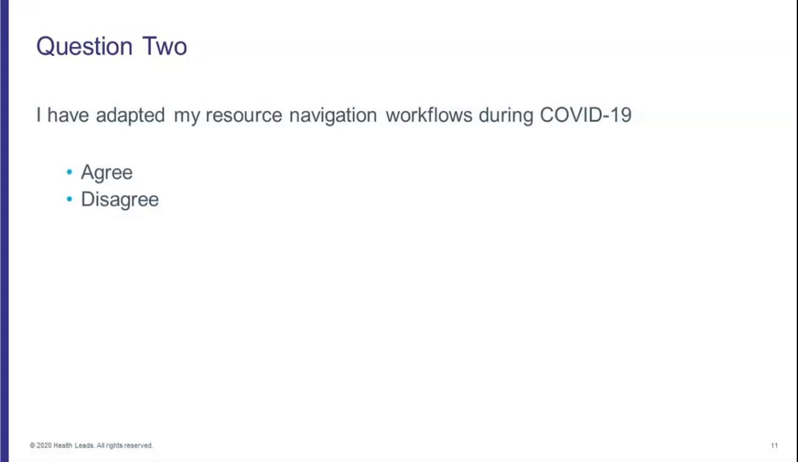All right, results should be coming in. So 88% have agreed that yes, you have had to adapt your resource navigation workflows. Like we hypothesized, this was something that we've been seeing a lot of. And so I would love for everyone to take a moment to start chatting in some of those adaptations that you've made or some barriers that you've experienced. And we can start discussing this a little bit more.